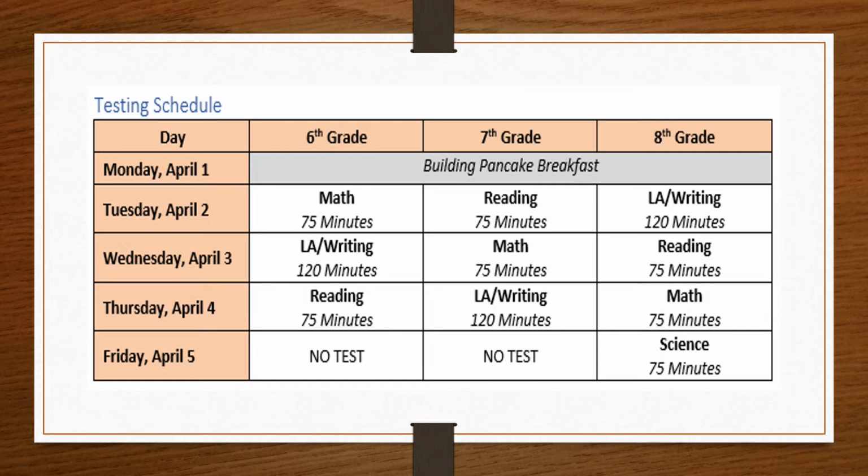So as you can see, 6th grade will go in the order of math on Tuesday, LA writing on Wednesday and reading on Thursday. 7th grade will start with reading on Tuesday, math on Wednesday, and LA writing on Thursday. Then 8th grade will start on Tuesday with the LA writing, Wednesday with the reading, and Thursday with math, and Friday with science.